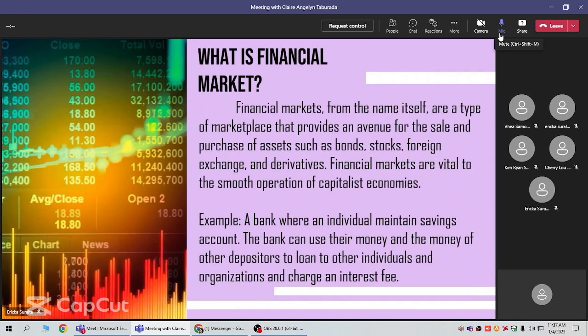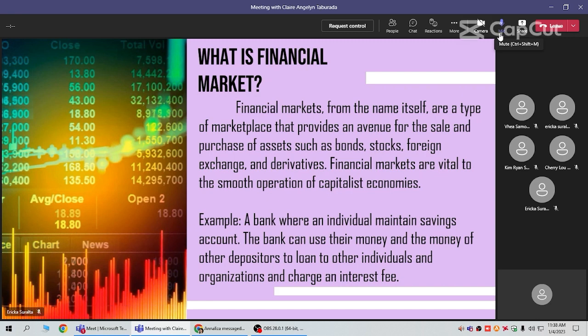So, what is a financial market? Financial markets, from the name itself, are a type of marketplace that provides an avenue for the sale and purchase of assets such as bonds, stocks, foreign exchange, and derivatives. So, financial markets are vital to the smooth operation of capitalist economies. An example would be a bank where an individual maintains a savings account, so the bank can use their money and the money of the other depositors to loan to other individuals and organizations and charge an interest fee.